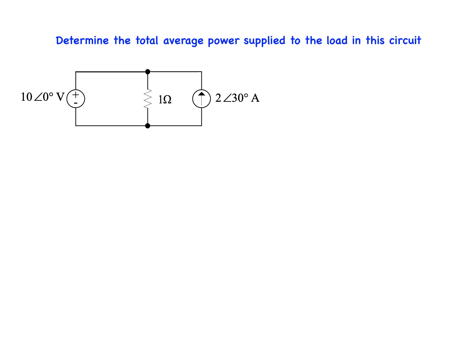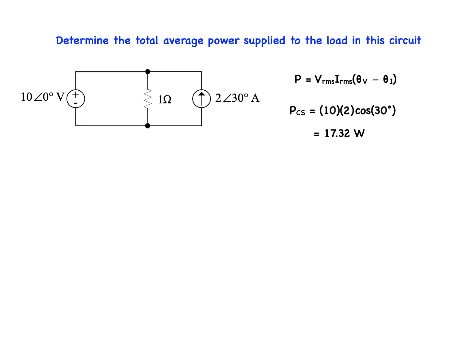The general expression for average power is P equals V I cos(theta of the voltage minus theta of the current), where theta of the voltage minus theta of the current is the angle between the voltage and the current, provided that the voltage and current are measured in RMS values. In the case of the current source, PCS is equal to 10 times 2 times cos 30 degrees, which works out to 17.32 watts.